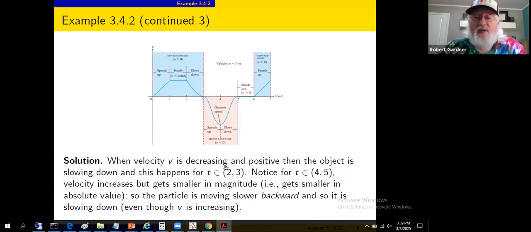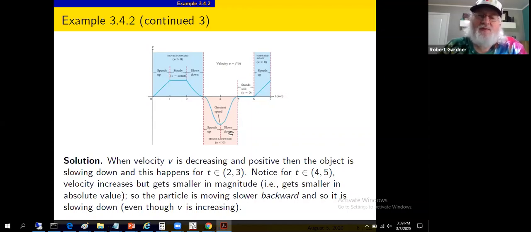When velocity v is decreasing and positive, then the object is slowing down. So this happens for t between 2 and 3. We've got a high velocity here down to a velocity of 0. So the object is slowing down on this interval. Between 4 and 5, it's also slowing down.